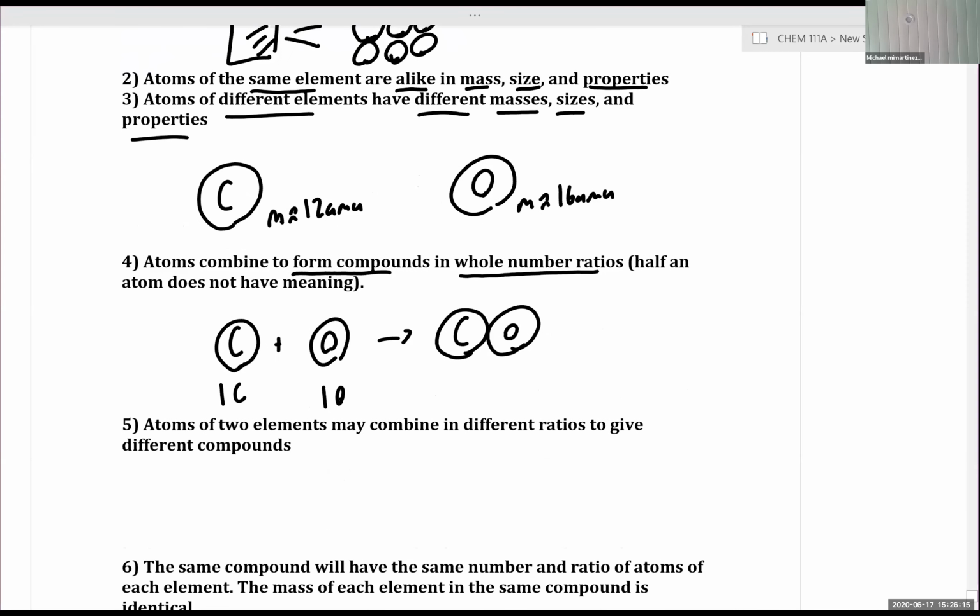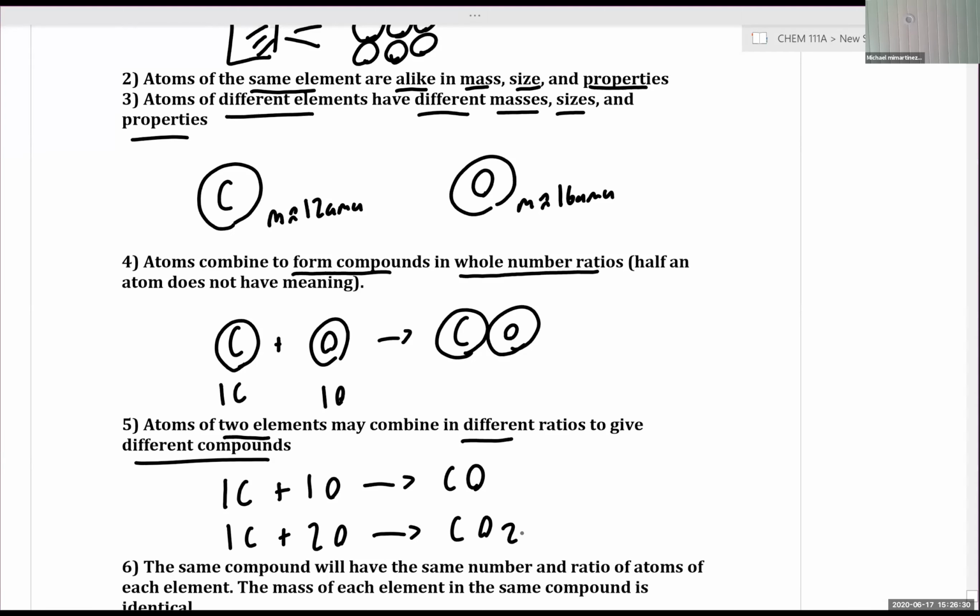So atoms of 2 elements may combine in different ratios to give different compounds. So for example, 1 carbon plus 1 oxygen atom will yield carbon monoxide. 1 carbon plus 2 oxygen atoms will yield carbon dioxide. Different ratios of atoms, different product compounds.